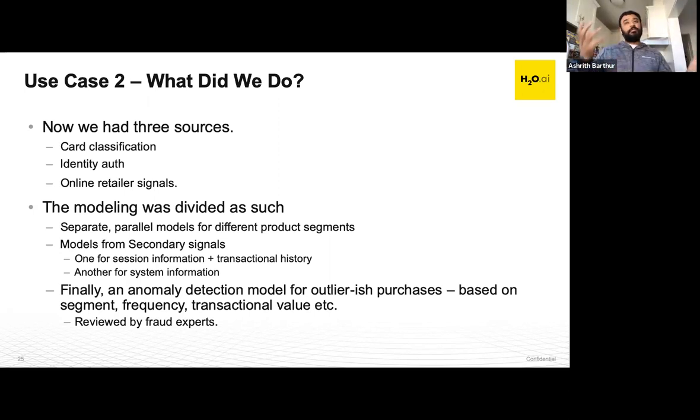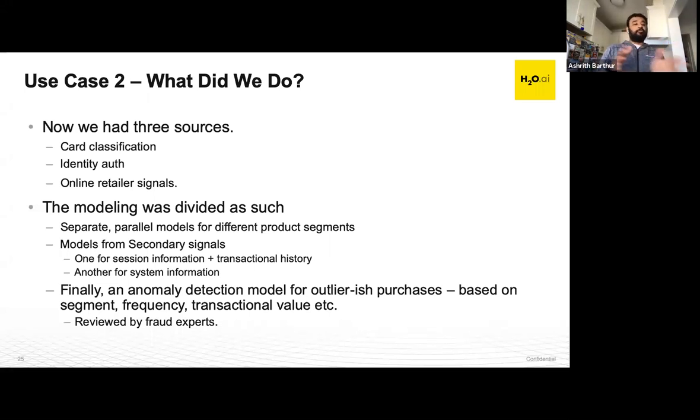So we had two models that came from the secondary signal. One was purely from the business section, which was more about transactions for that matter. The second one was about system information. Where was this person coming from? What is the kind of browser that this person was using? Is there any kind of a log on previous purchases from this machine? Is there any information that we can get, and so on.